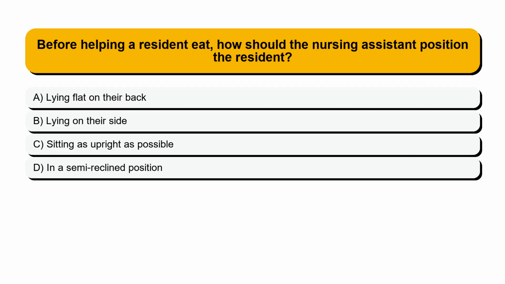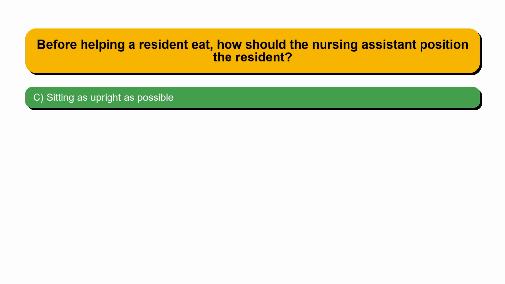Question 58. Before helping a resident eat, how should the nursing assistant position the resident? Option A, lying flat on their back. Option B, lying on their side. Option C, sitting as upright as possible. Option D, in a semi-reclined position. The correct answer is option C, sitting as upright as possible.